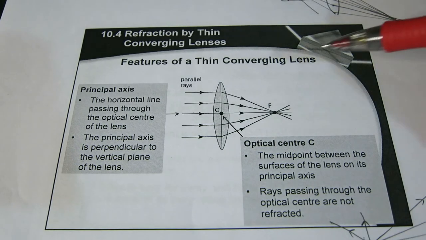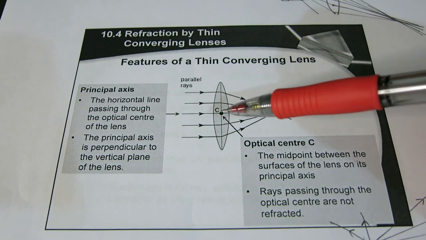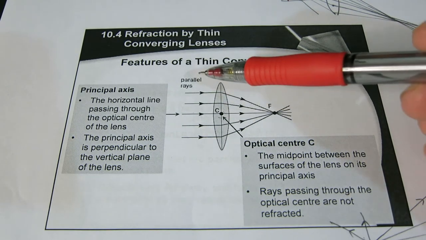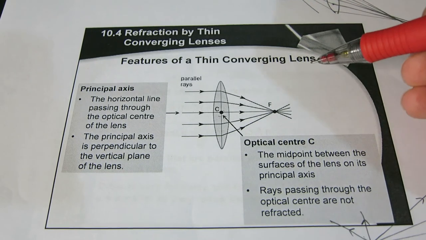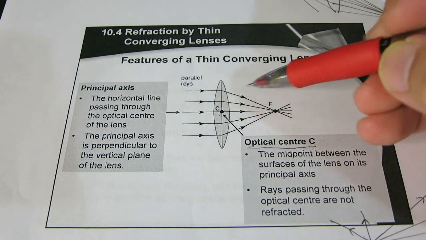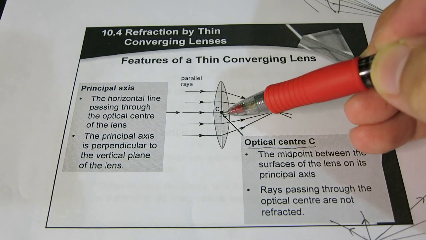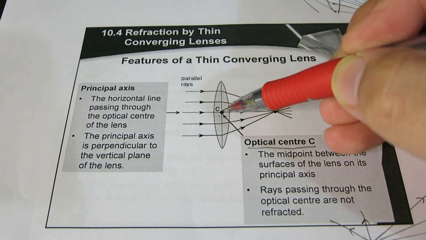Now, before we begin our study of the images formed by lenses, we need to get familiar with some of the terms that are used in description of lenses. The first one that I'm going to introduce is the optical center. This one is easy, it's the direct center of the lens. So wherever your lens is, the direct center is the optical center.